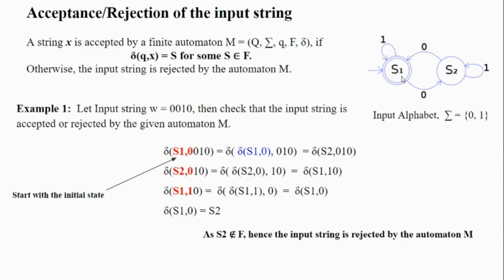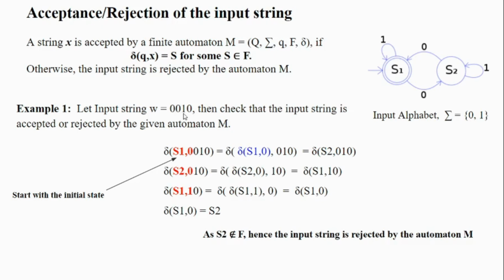In this automaton we have two states, S1 and S2. The state S1 is the initial state as well as the final state. The input alphabet sigma is given as 0 and 1. It implies that the automaton will take either 0 or 1 as an input. It will not take other characters as an input. It will take only these two characters, either 0 or 1. For example, the input string given is 0010.